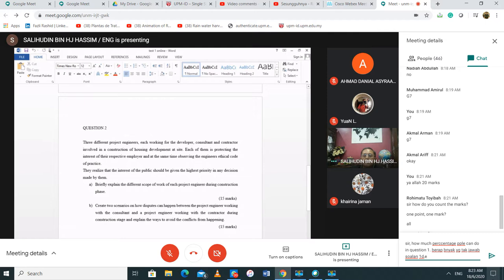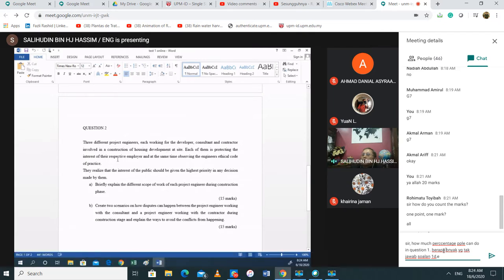Question 2. Tutup lapar. Okay. 3 different project engineers, each working for the developer, consultant, and contractor involved in the construction of housing development at site. Each of them is protecting the interests of their respective employer at the same time observing the engineer's ethical code of practice. They realize that the interests of the public should be given the highest priority of any decision made by them. Okay. This is on chapter 1, your responsibility.